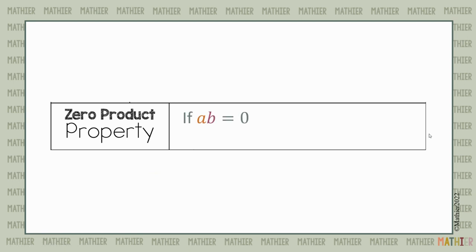Recall our zero product property. If two things multiply together to equal 0, then one of them must be 0 or both.